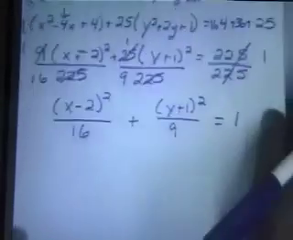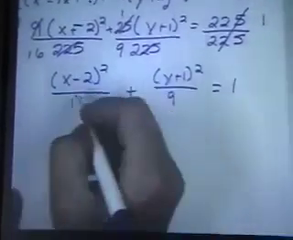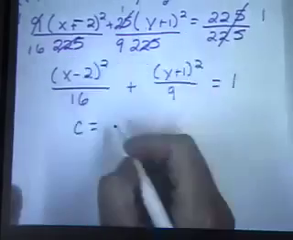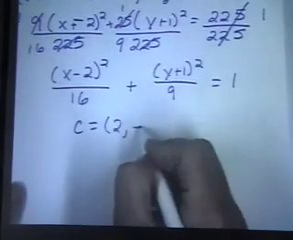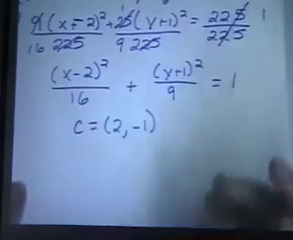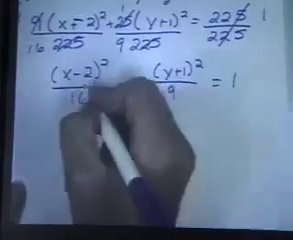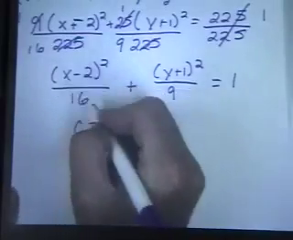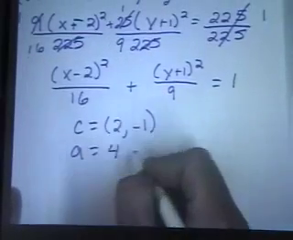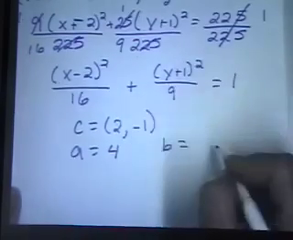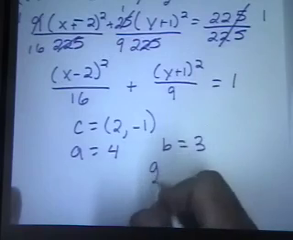Now, I'm almost done. I have my center, which is at positive 2, comma, negative 1, (h, k). I have my a. You know, this number down here is a squared, so the square root of 16, my a is going to be 4. And I have my b. I know that this is b squared, the square root of 9 is 3, and now I can graph.